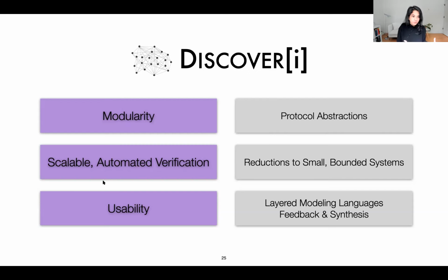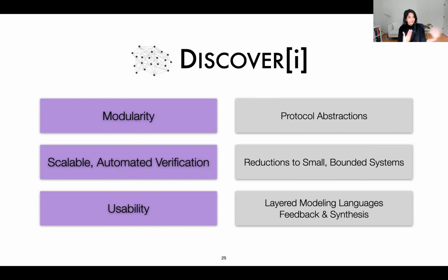So while these protocol abstractions can yield distributed systems that are definitely simpler than their original monolithic counterparts, these are still too complex to enable scalable, fully automated verification, right? In fact, they are bounded along multiple dimensions, as we just saw. So the key technical question that we address in Discovery is, can we reduce the verification of interesting classes of such unbounded systems to the verification of small bounded systems?